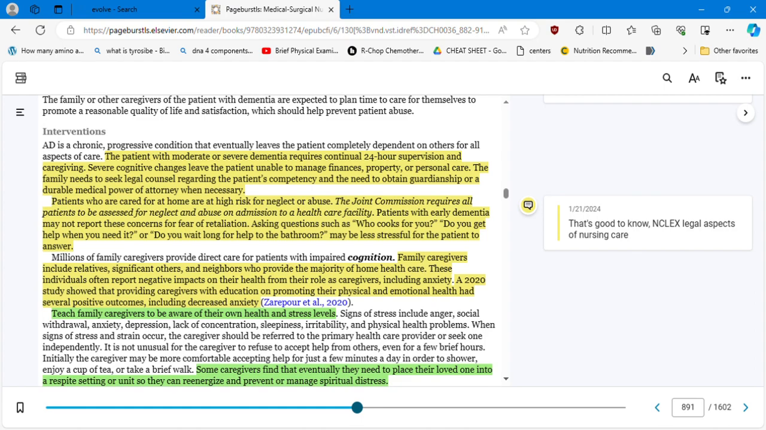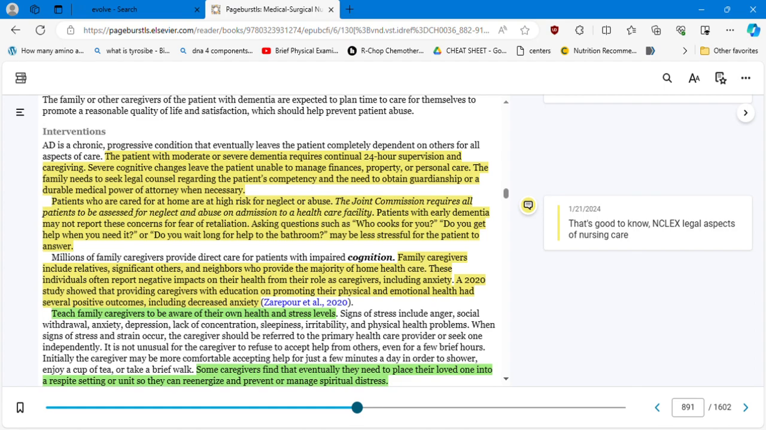The Joint Commission requires all patients to be assessed for neglect and abuse on admission to a healthcare facility, and patients with early dementia may not report these concerns for fear of retaliation. Asking questions such as, who cooks for you? Do you get help when you need it? Do you wait long for help to the bathroom? May be less stressful for the patient to answer.